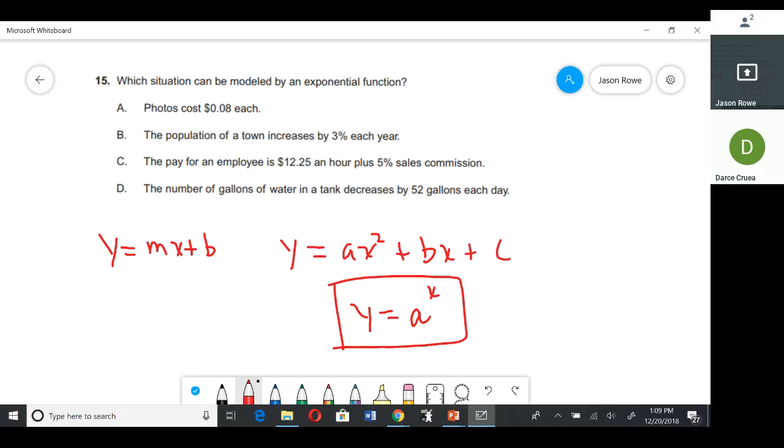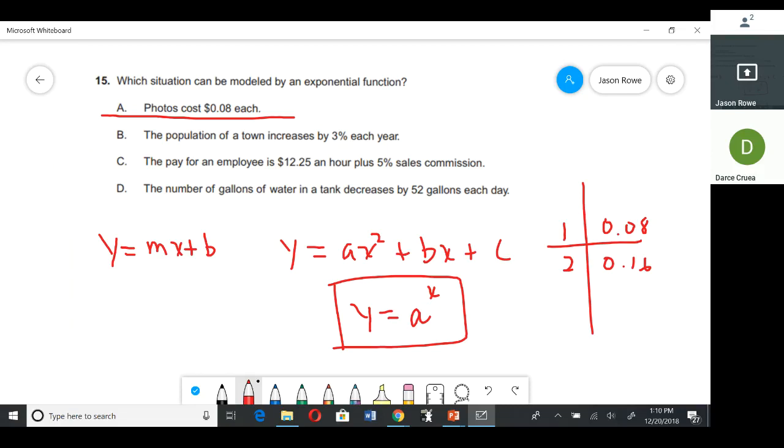A says photos cost 8 cents each. Well, that's not going to give you an exponential curve, because if you think about the table, one photo is going to cost 8 cents. 2 photos will cost 16 cents. So that's definitely not going to be exponential. It's not going to change at the same rate of change. It's not going to increase the rate over time.